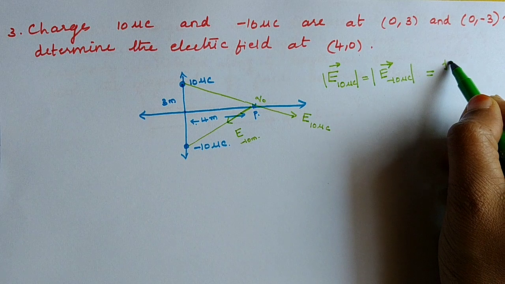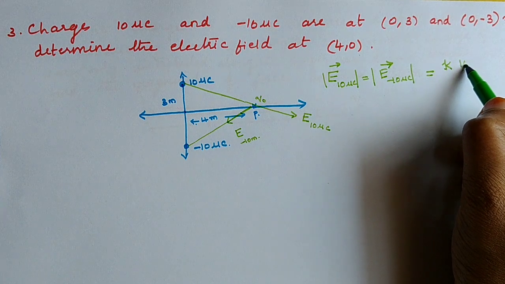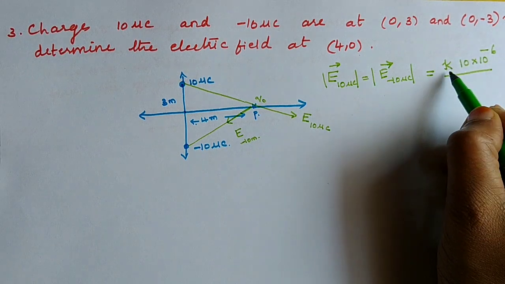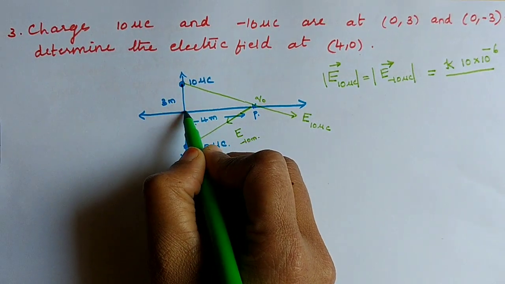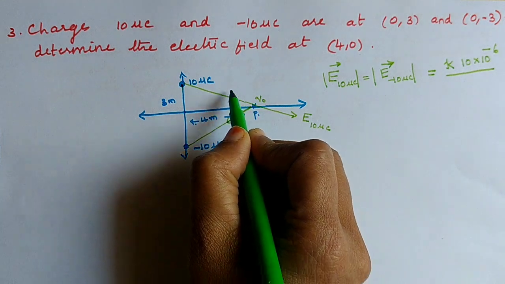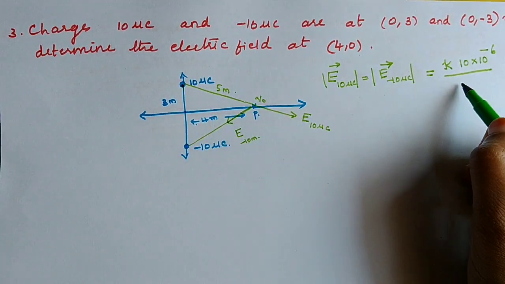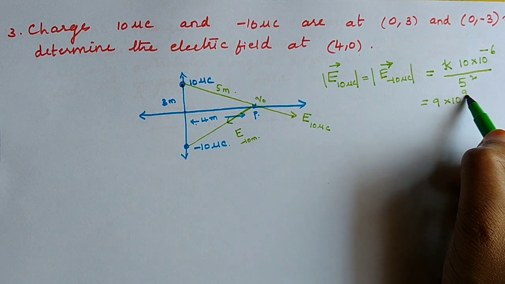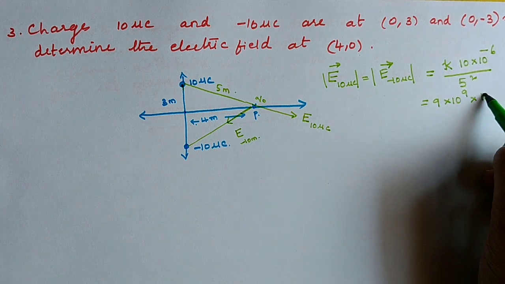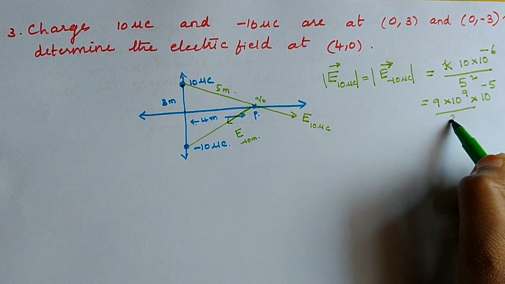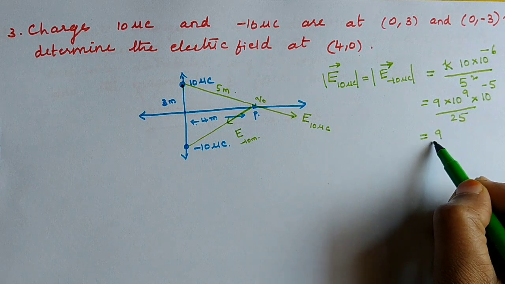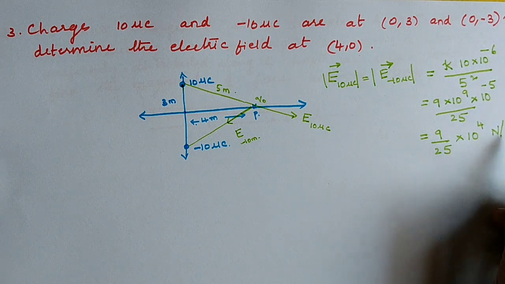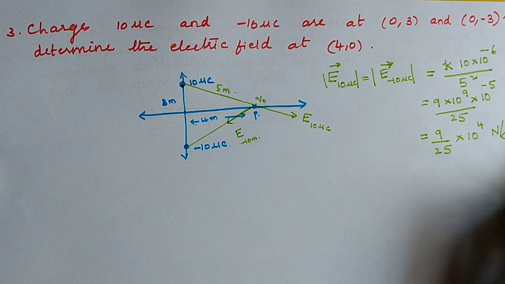It would be kq by r square is the formula. K, charge is 10 micro, we'll put the value of k at the end, by the distance. See, this is 3 meter and horizontal distance is 4. Obviously this would be 5 from Pythagoras theorem. So 5 square, that is 9 into 10 to the power 9, 10 into 10 power minus 6, that will be 10 power minus 5, divided by 25, leave it as it is, 9 by 25 into 10 to the power 4 Newton per coulomb. Call this as equation 1.